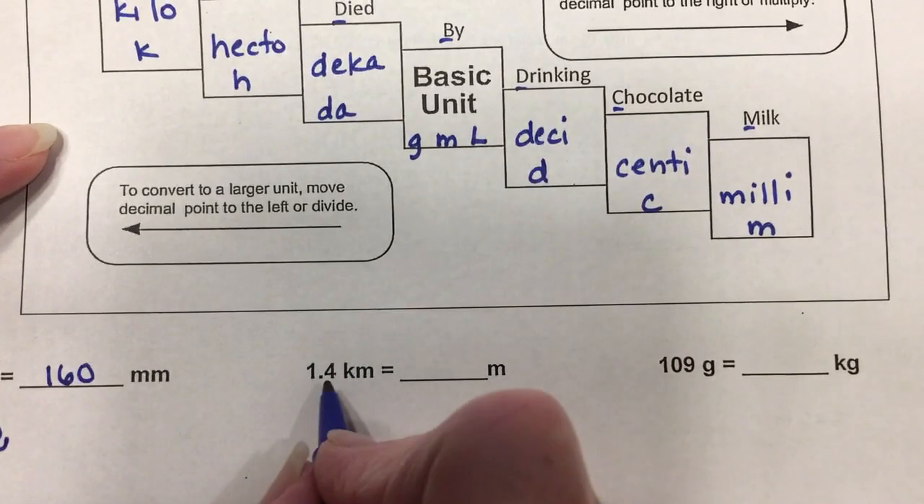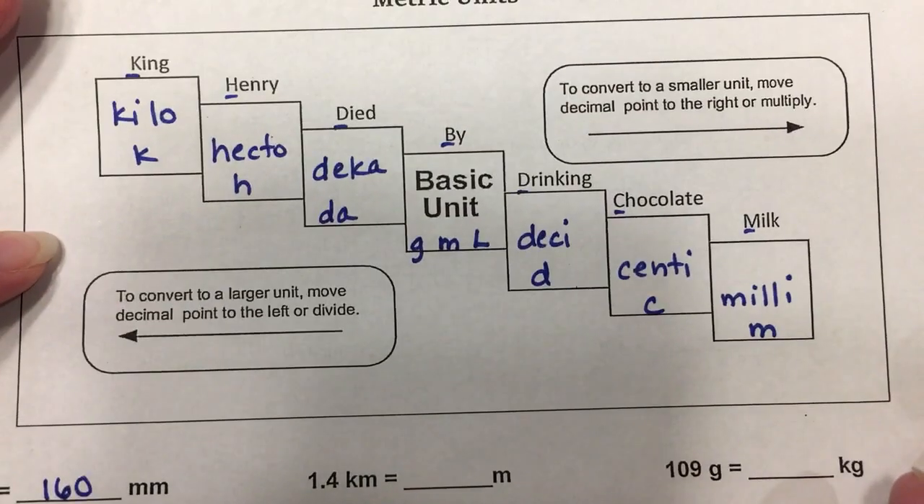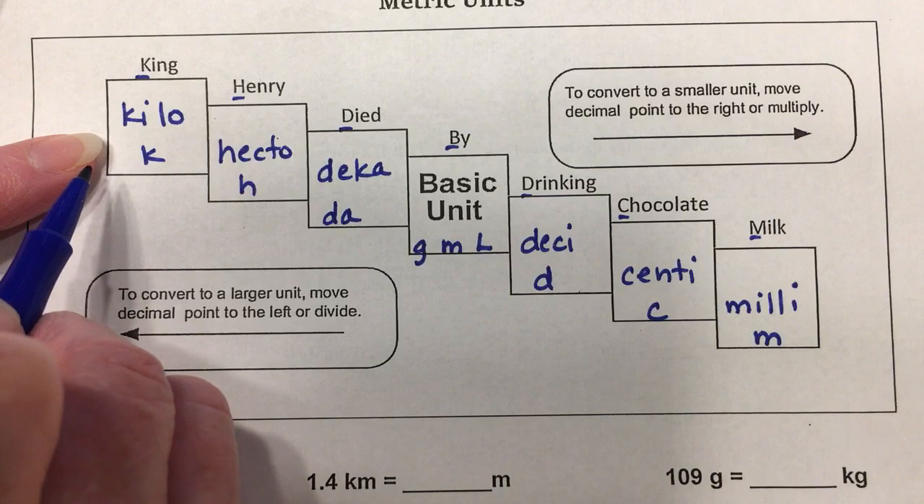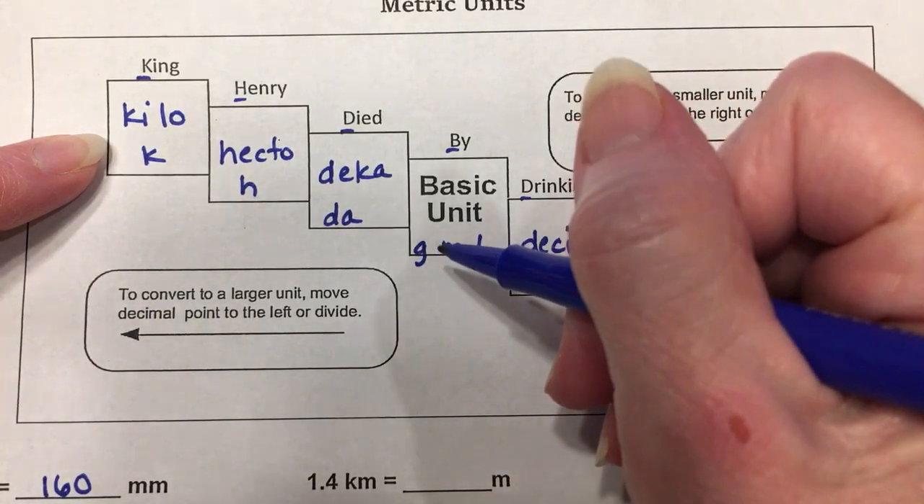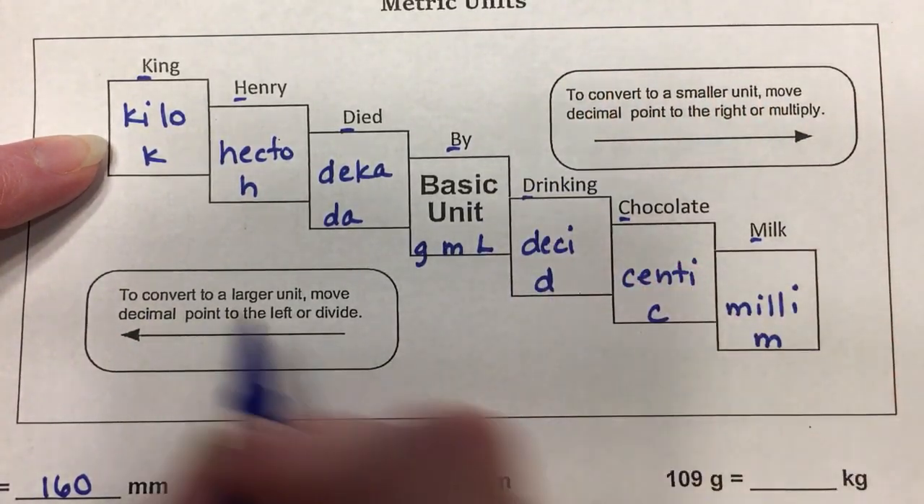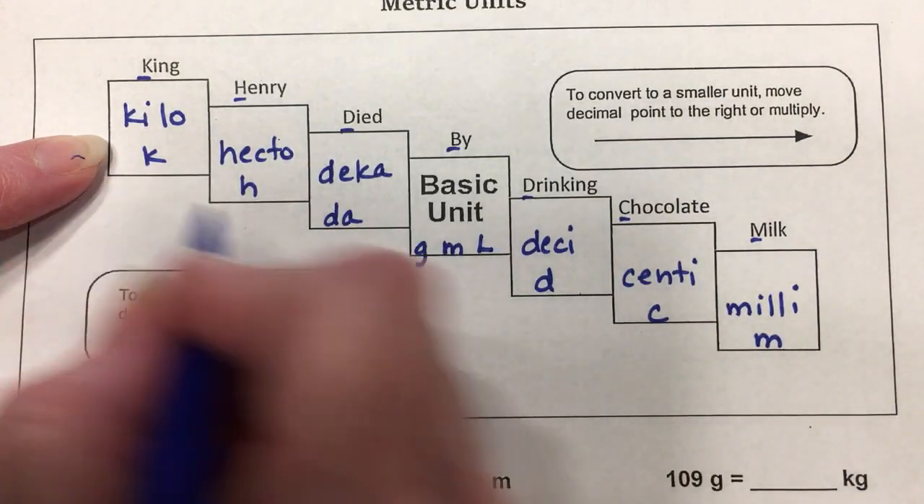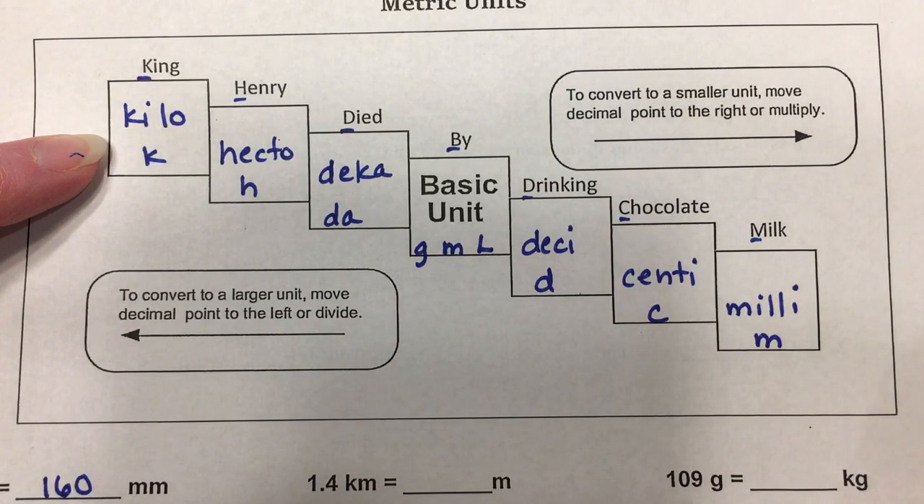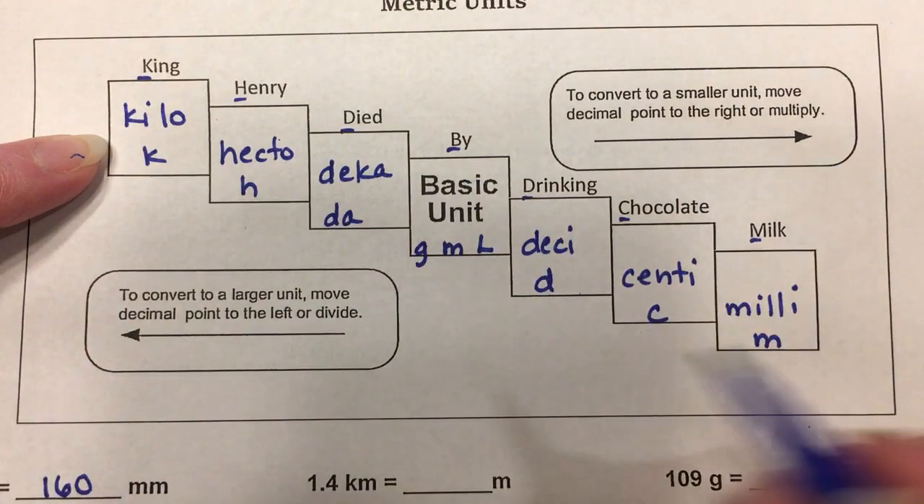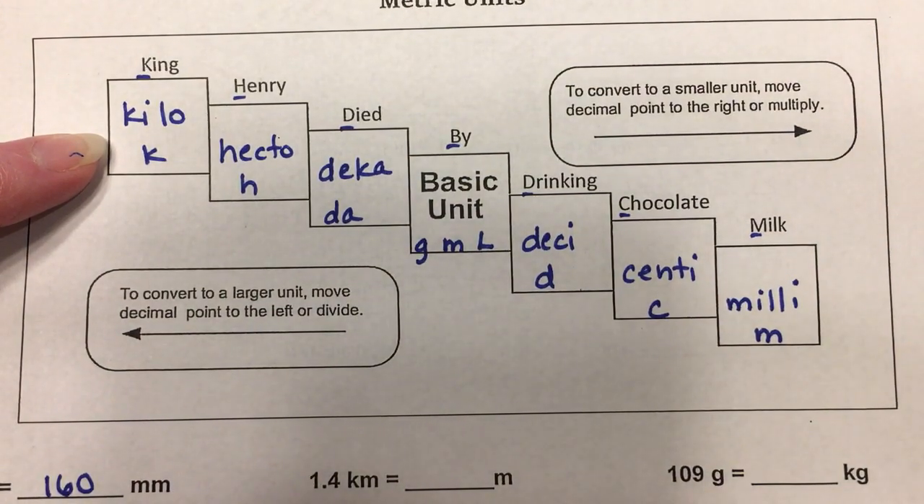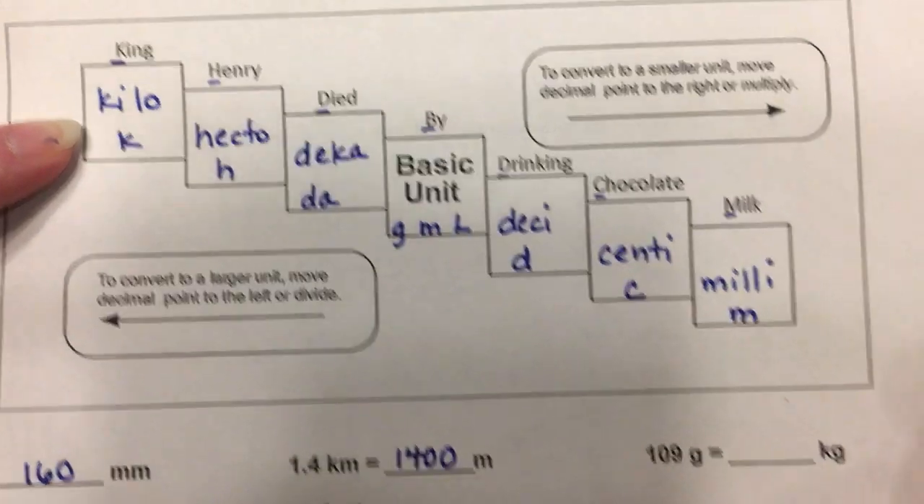All right, if I look at 1.4 kilometers, I'm starting with the K over here, and I'm moving to M, which is the basic unit, meter. I can see that it's going to take 1, 2, 3 steps to get from kilometers to meters. So that means I'm going to move my decimal 3 spaces, and since I'm moving to the right, I move my decimal to the right. I have 1.4, and moving 3 spaces means I have to fill in 2 zeros. So that's the equivalent of 1,400 meters.